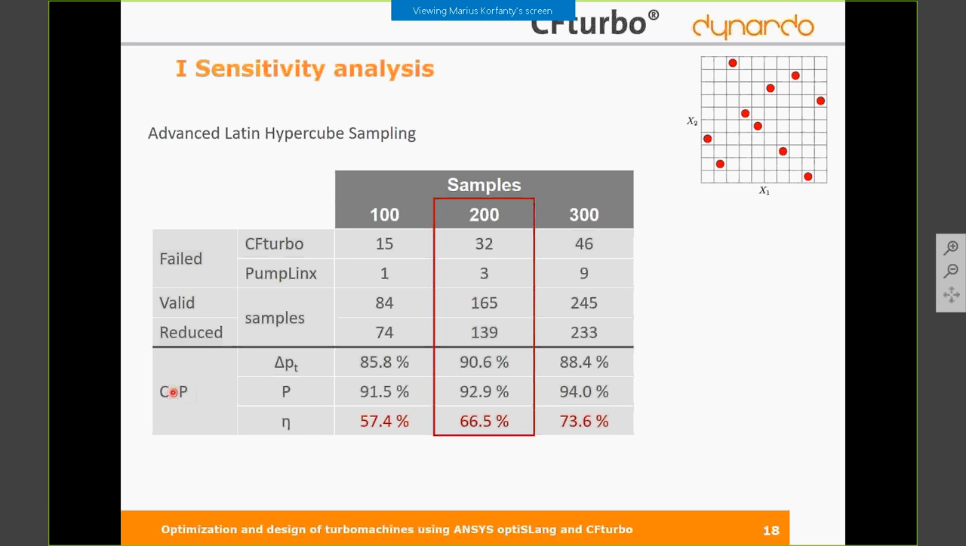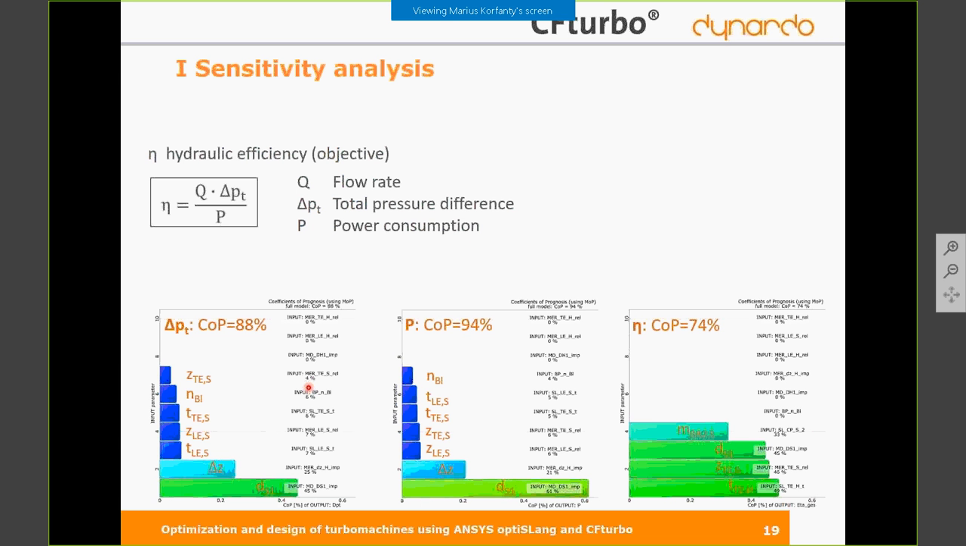The coefficient of prognosis was improved by increasing the number of samples, but for the efficiency, the coefficient of prognosis is not as good as for the pressure difference or for the power. This is due to the fact that it is calculated from the other 2 values, pressure difference and power, and consequently it accumulates all their errors.